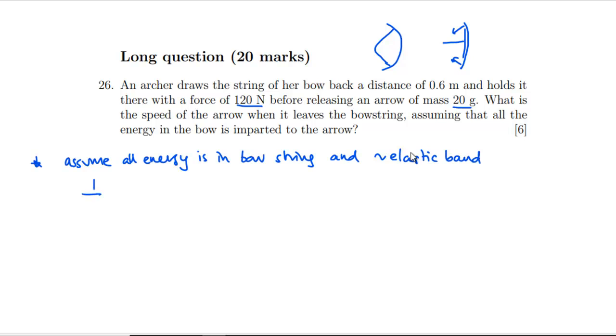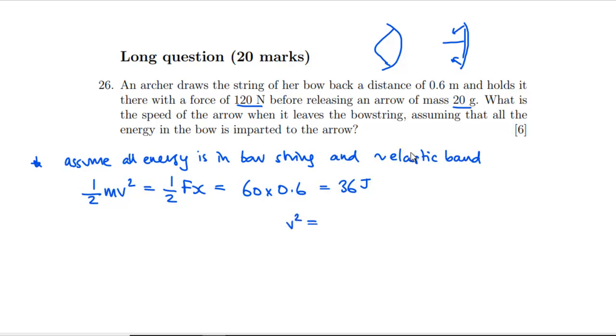We'll assume that, in which case we're going to have conservation of energy. Our kinetic energy is going to be equal to the elastic potential energy, which in our model is going to be a half Fx, because the force is going to go from 0 up to 120. So we're averaging that. Our average force is 60 multiplied by the distance. Whether that is right or not, who knows? So 60 times 0.6 is equal to 36 joules, which is a half mv squared.